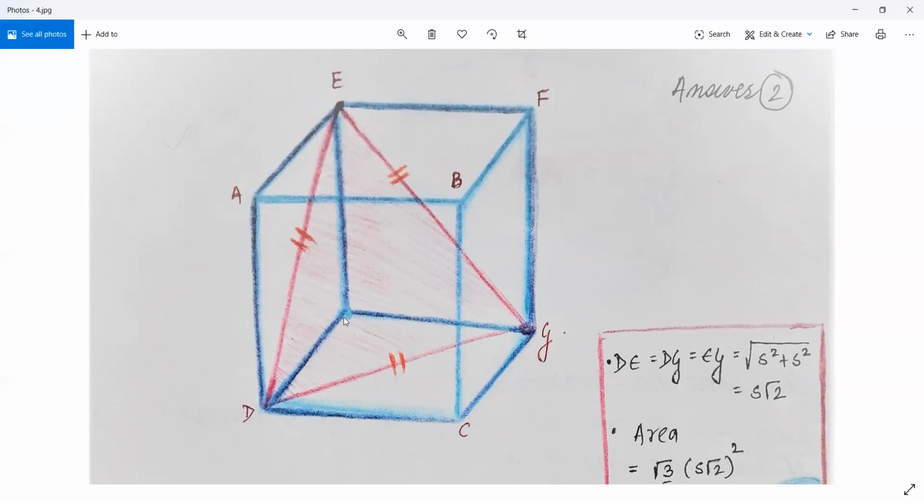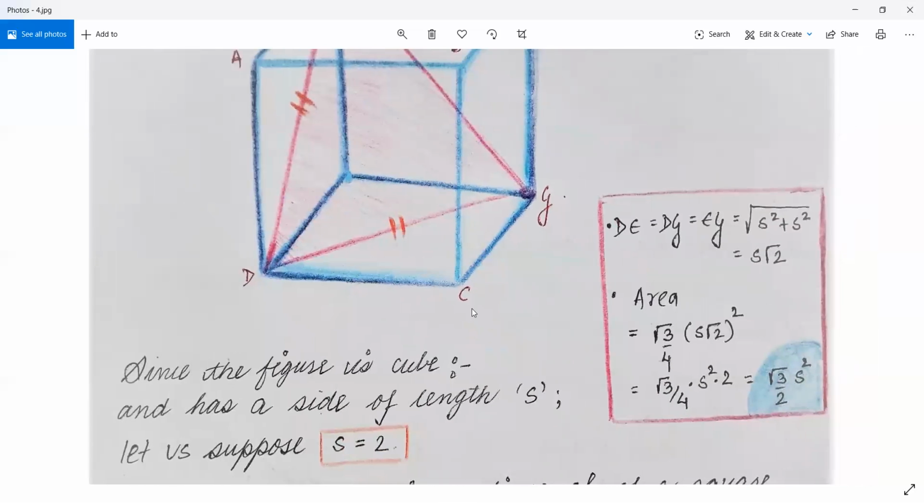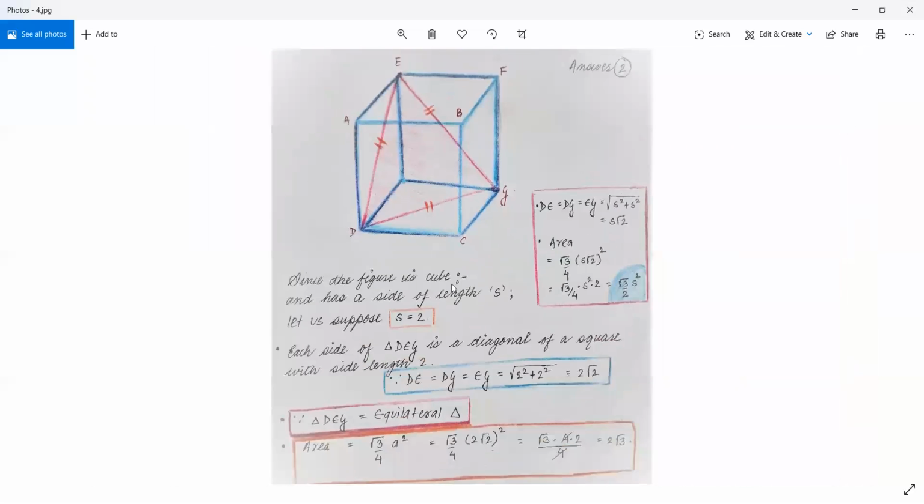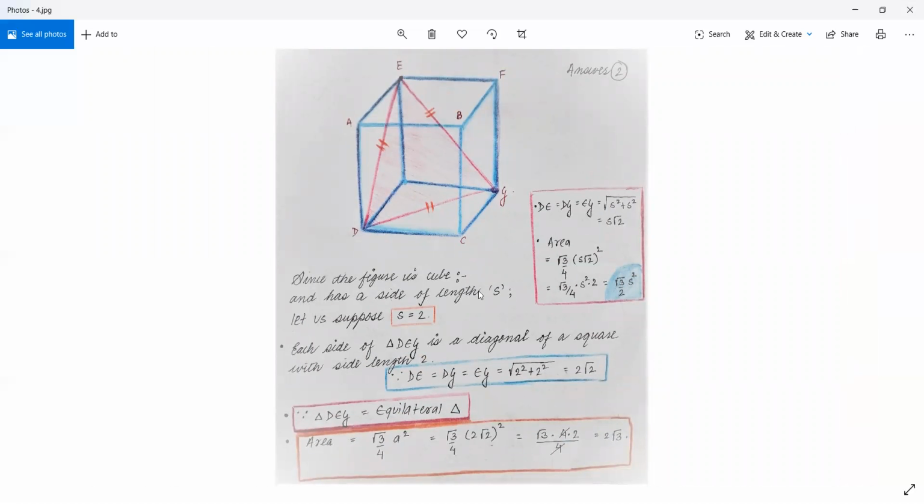Let's say this point is H. H is missing. If we consider this point as H, then AEHD is a square face since it's a cube, and all the faces are equal. So obviously the face diagonal of AEHD, EH, DEGF, and DHGC, all the face diagonals of these three faces must be equal since it's a cube. It's a simple concept.